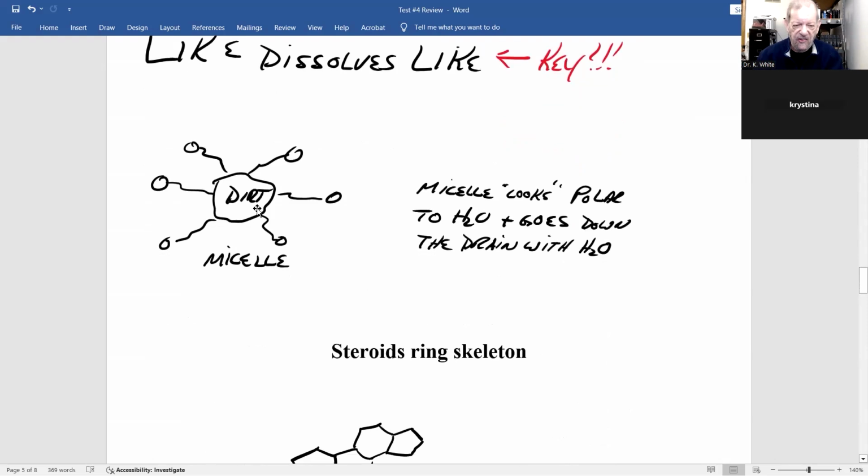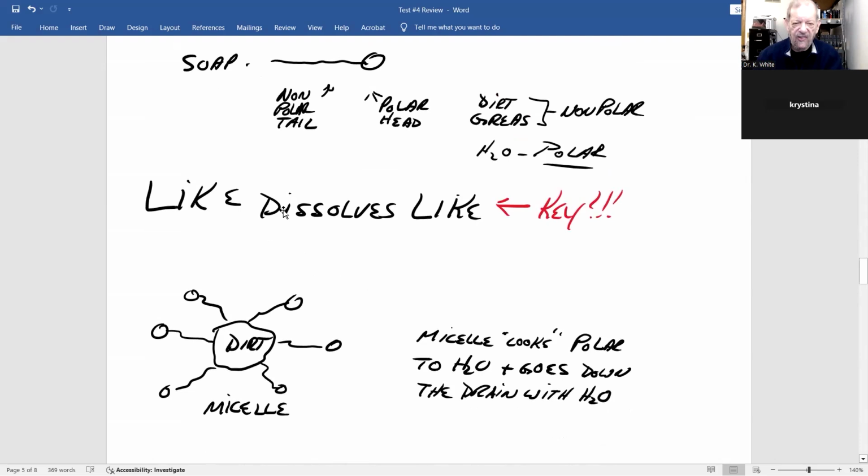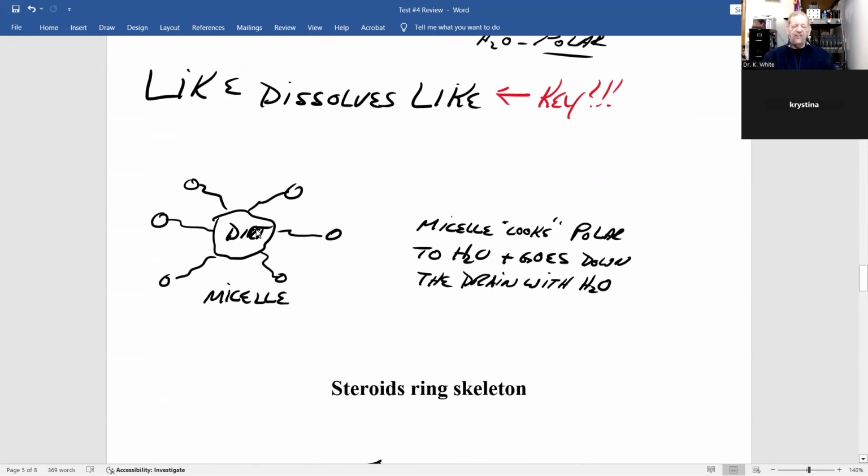So if we have a piece of dirt here, which is nonpolar, because like dissolves like, the nonpolar tail is attracted to the dirt, but the polar heads stay far away. This totally surrounds the dirt, and you should know this forms a micelle. And you should know what a micelle is.